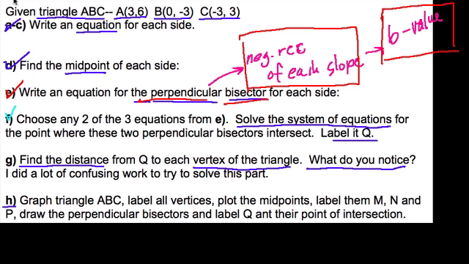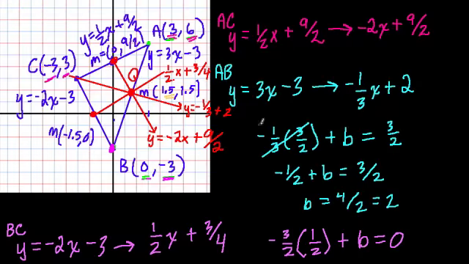What do you notice? Okay, so basically we're going to apply the distance formula. We're going to look at distances from Q to each of the vertices. So let me see if I can set this up. So now we know a little bit more. We know that this is Q over here. The midpoint here is also Q. So all we have to do is set up our distance formula. How far is it from here to this vertex? How far is it from here to this vertex? And how far is it from here to this vertex?